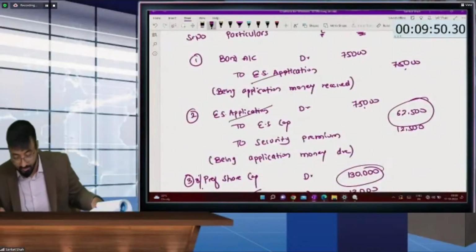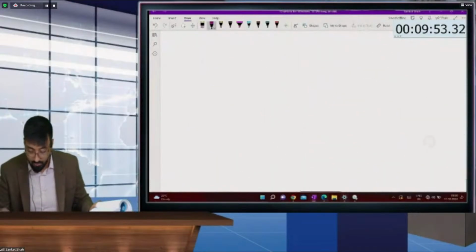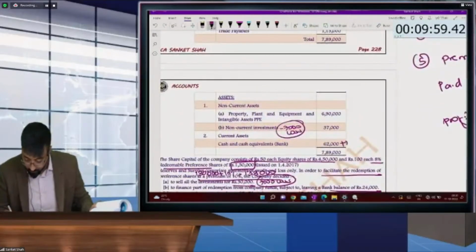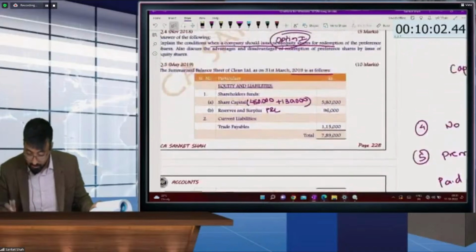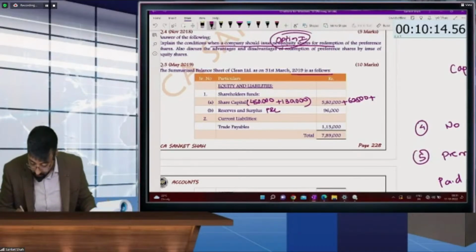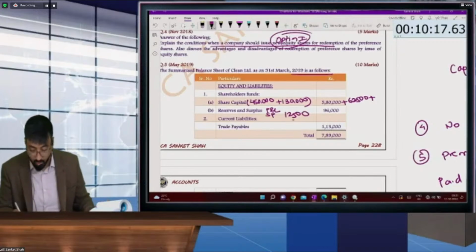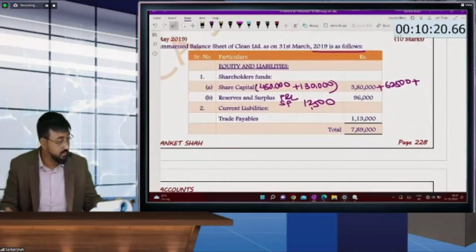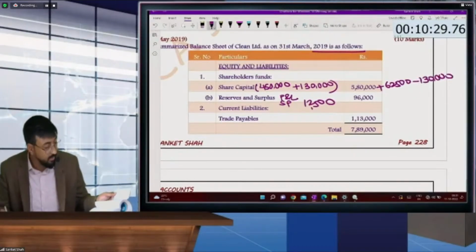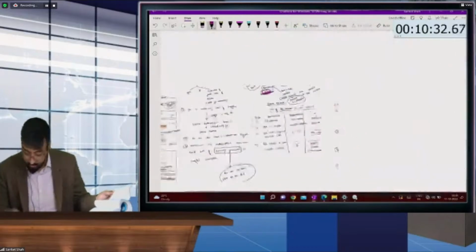Equity share application cancel. हाँ. Bank account 75,000. Update. First entry, bank account 75,000. Equity share capital 62,500. And security premium 12,500. So I will add security premium 12,500 on question itself. Okay, sir. Then preference share capital reduced by 1,30,000. P&L is premium. So line by line जाना है. So first entry over.